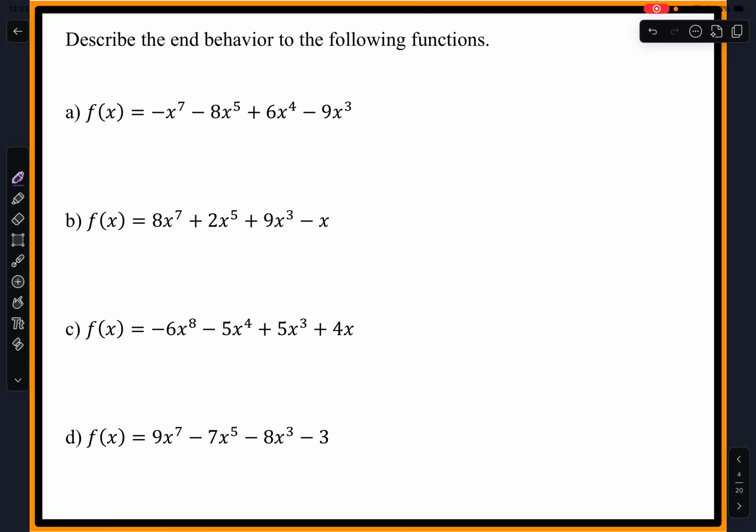So on this homework problem, we're asked to describe the end behavior of the following functions. I'm going to go through 4 examples here so you know how to determine the direction that the graph is going to look.